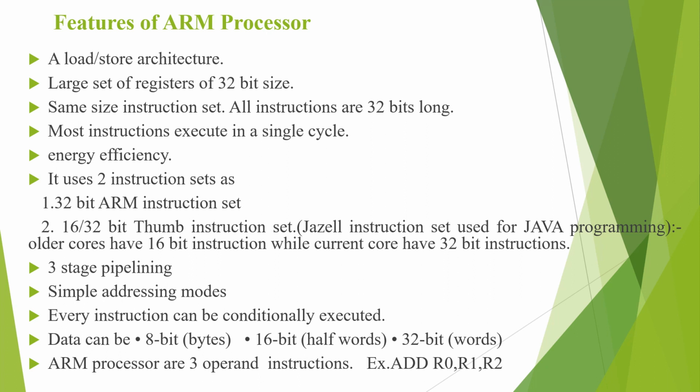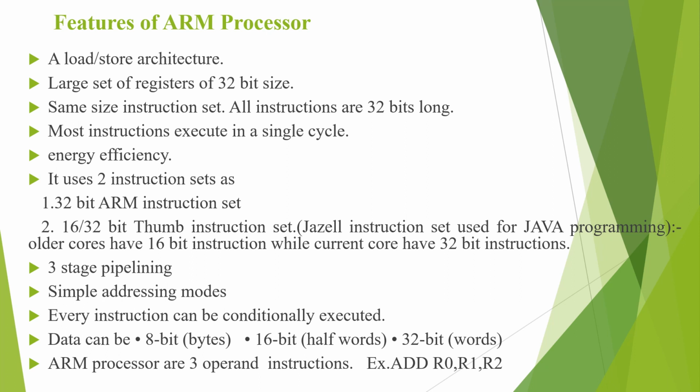ARM processors use three-stage pipelining, and the three stages are fetch, decode, and execute. These are the three stages in the pipelining. They have very simple addressing modes and simple instructions, as they are RISC architectures, reduced instruction set computing, and every instruction can be conditionally executed. That means when you take one instruction, it has condition checking along with it.